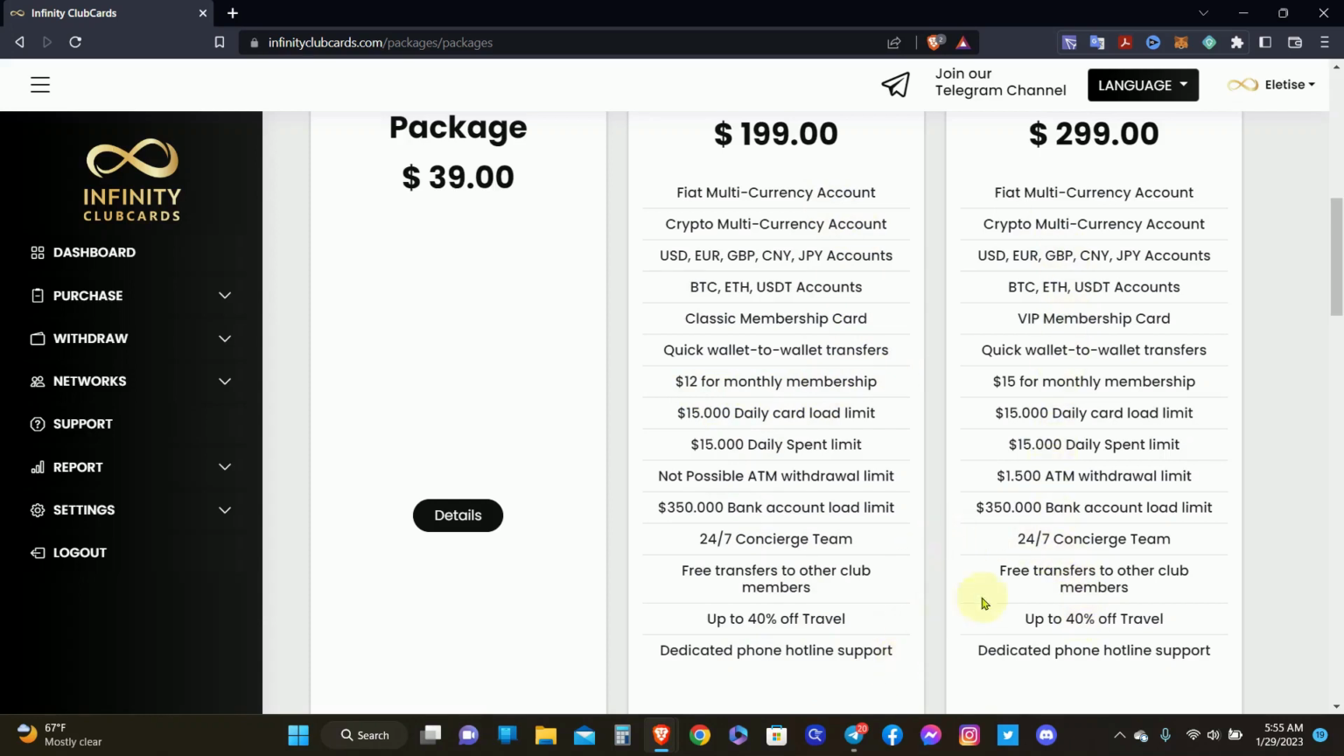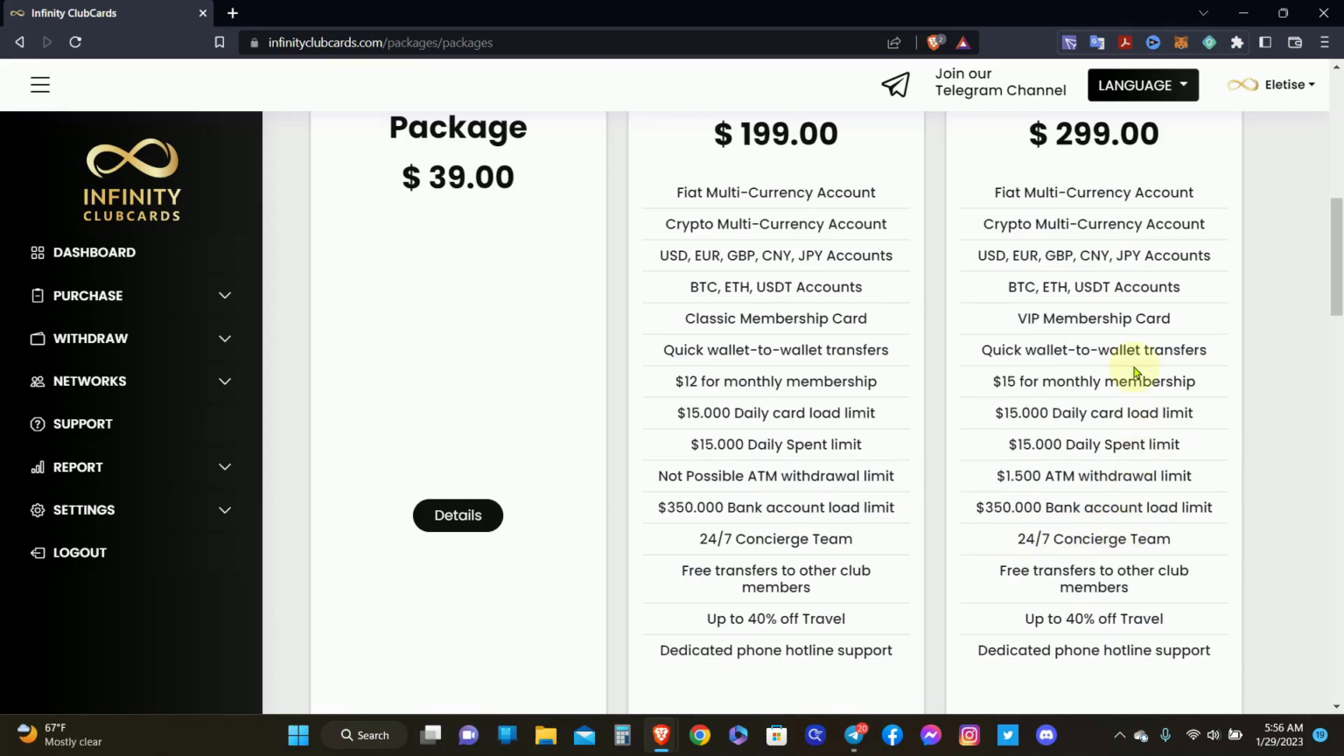All of these cards have the same thing. What changes is the maximum load limit per day and the ATM withdrawal limit. Of course, this one does not have ATM because it's a virtual card. But the rest of the cards will have an ATM withdrawal limit, and also a maximum amount you can deposit into your bank.